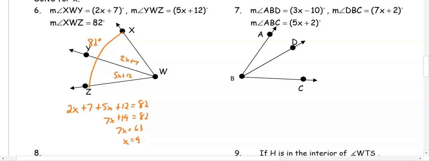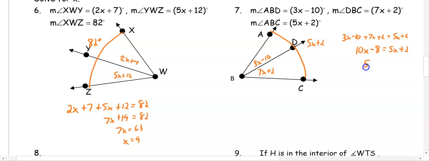In number 7, ABD is 3x minus 10, DBC is 7x plus 2, and ABC is 5x plus 2. So we add those, we get 3x minus 10 plus 7x plus 2 equals 5x plus 2. As we combine like terms, we get 10x minus 8 equals 5x plus 2, 5x minus 8 equals 2, 5x equals 10, so x is 2.